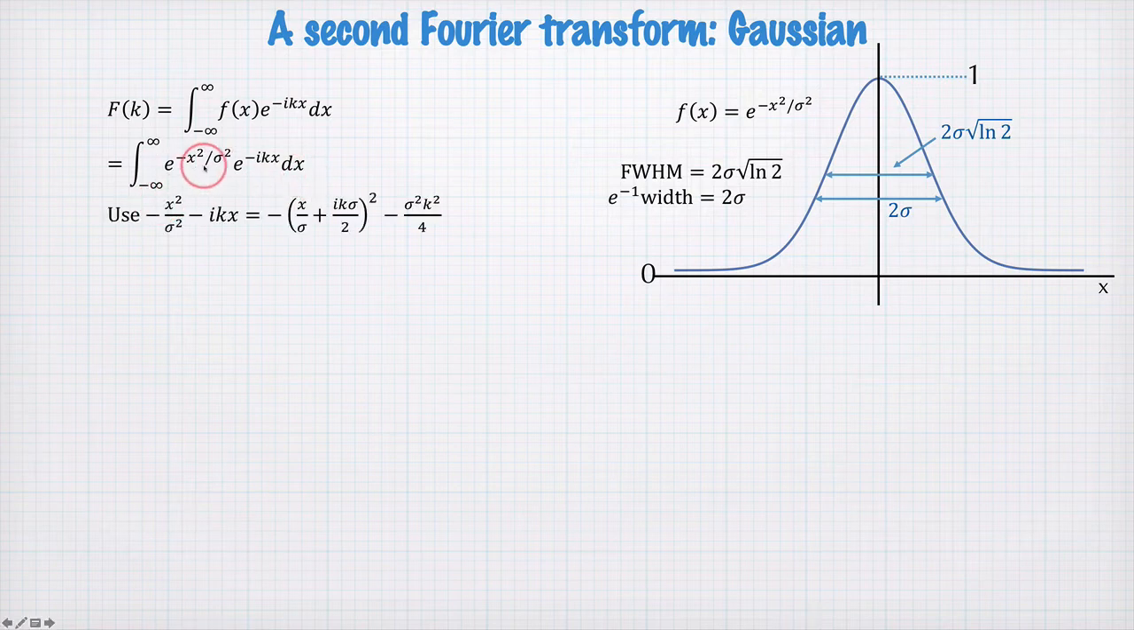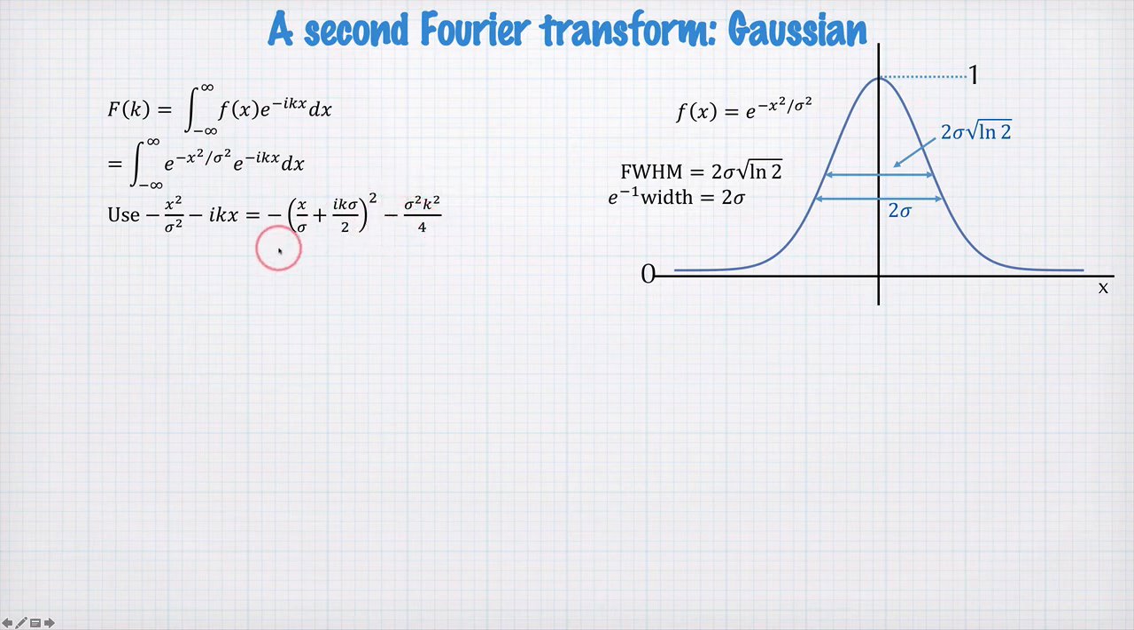First trick is if we combine these two exponentials together, the combined exponent would be x squared on sigma squared minus ikx, negative out the front there. And we can rewrite this as negative the square of this thing in brackets here minus something that does not depend on x. So this term here, the sigma squared k squared on 4, does not depend on x at all.